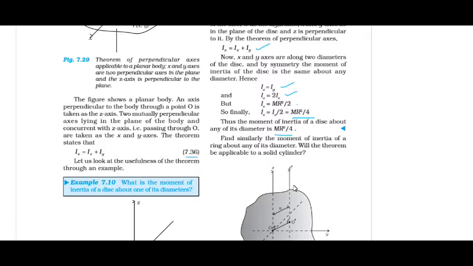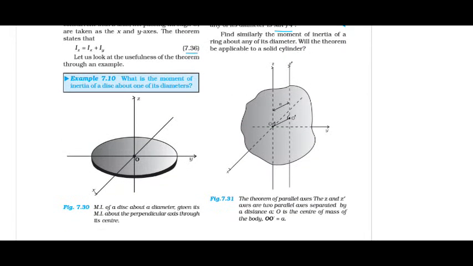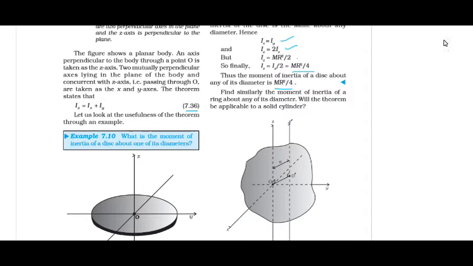Find similarly the moment of inertia of a ring about any of its diameters. Will the theorem be applicable in a solid cylinder? What is the moment of inertia of a disk about its diameter? So we have already done here. This is the moment of inertia. This is MR square by 4.